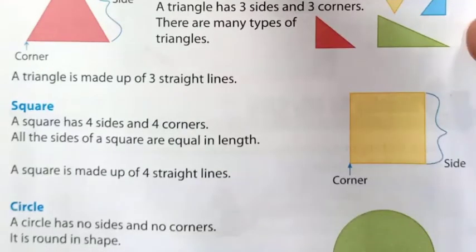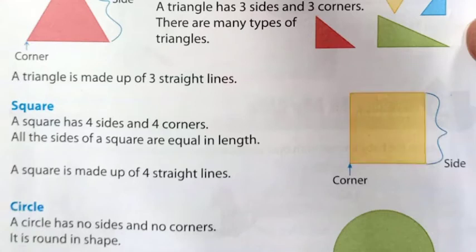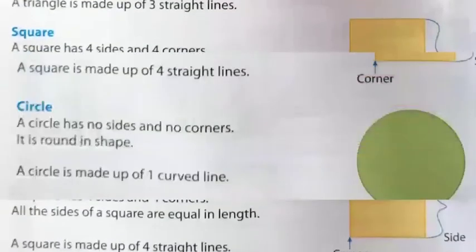Now let's talk about square. A square has four sides and four corners. All the sides of a square are equal in length. A square is made up of four straight lines. As you can see from the picture, its side and a corner are shown here. Then the next one is circle.